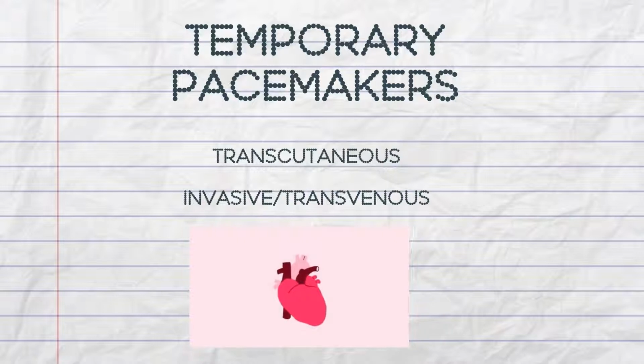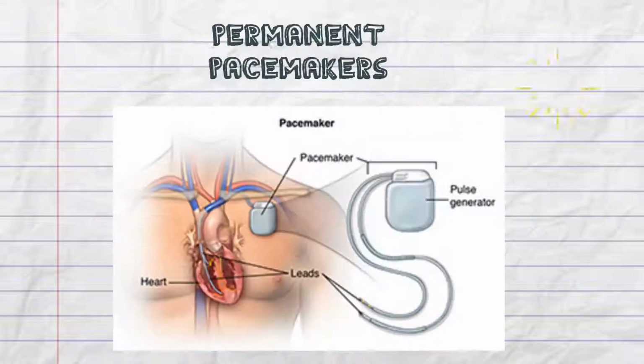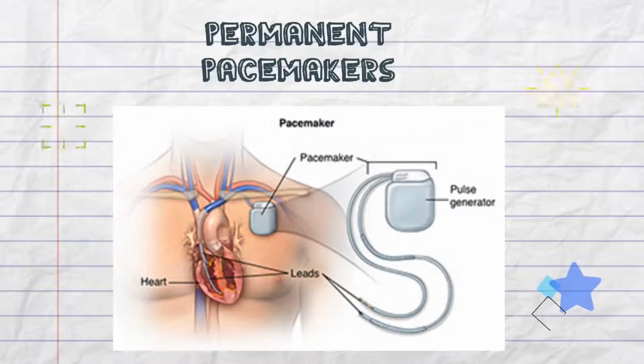Temporary pacing is a non-surgical intervention that provides a timed electrical stimulus to the heart when either the impulse initiation or the conduction system of the heart is defective. And these types include transcutaneous pacing and invasive or transvenous pacing. Now let's talk about permanent pacemakers.